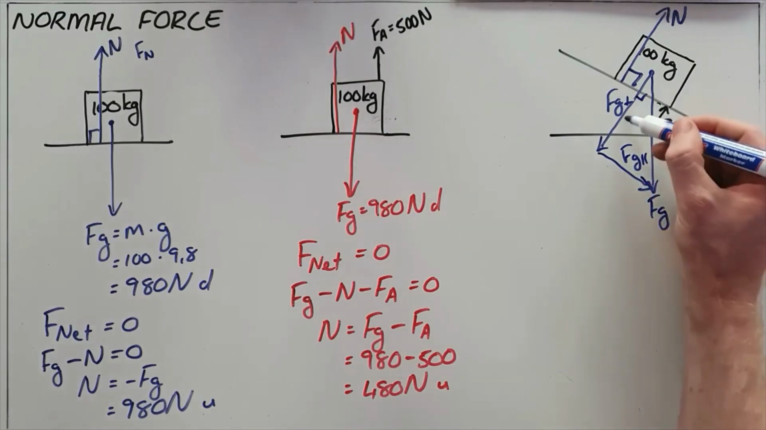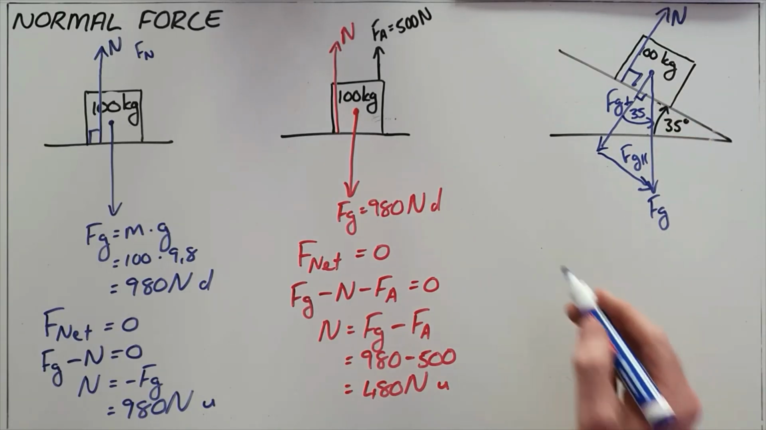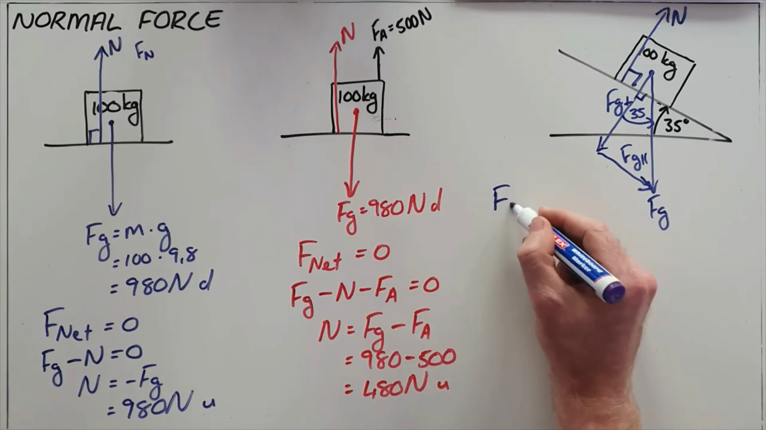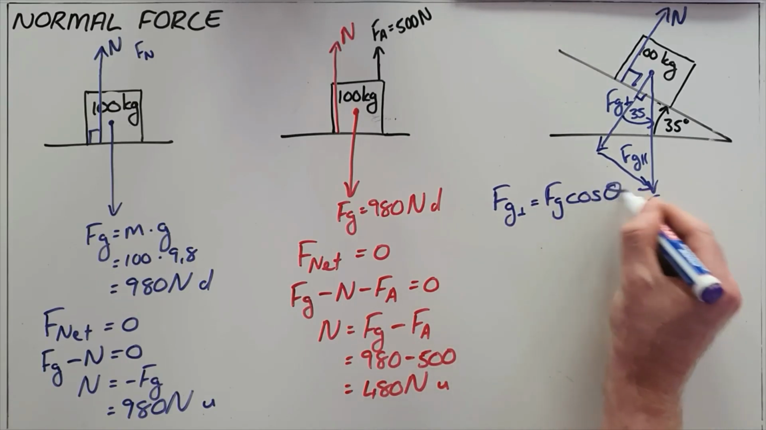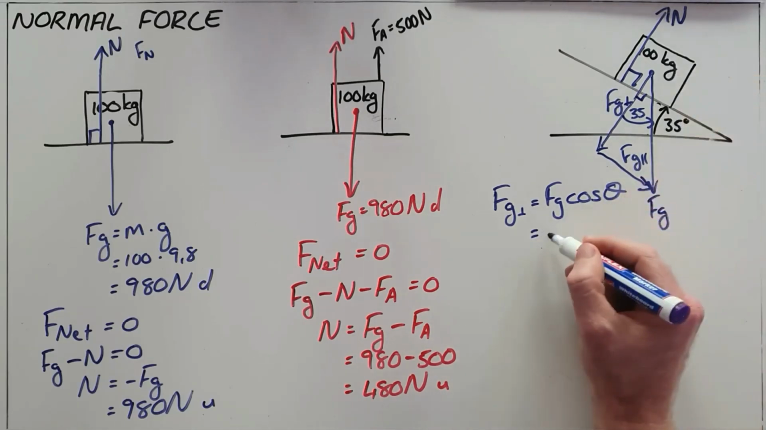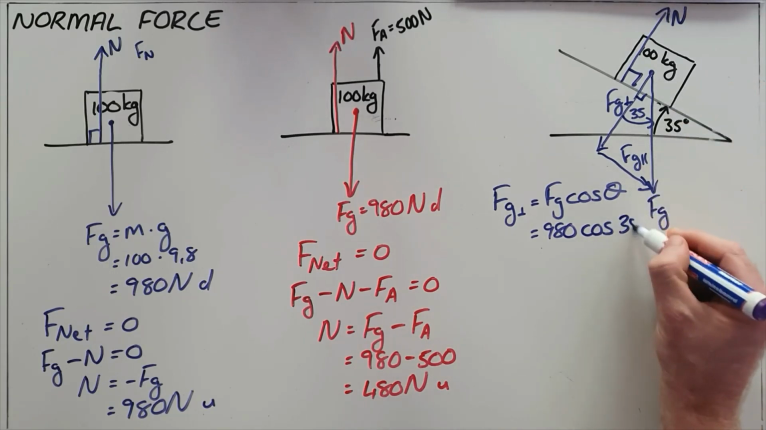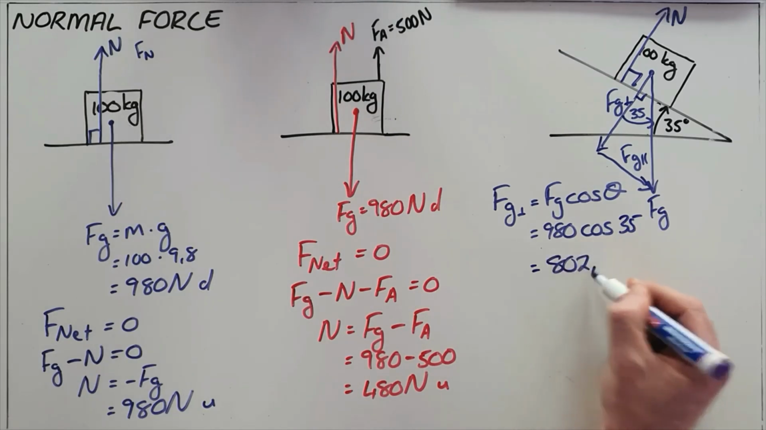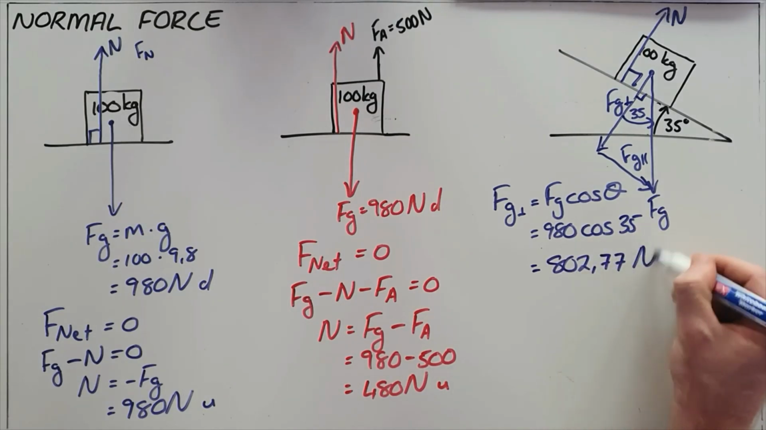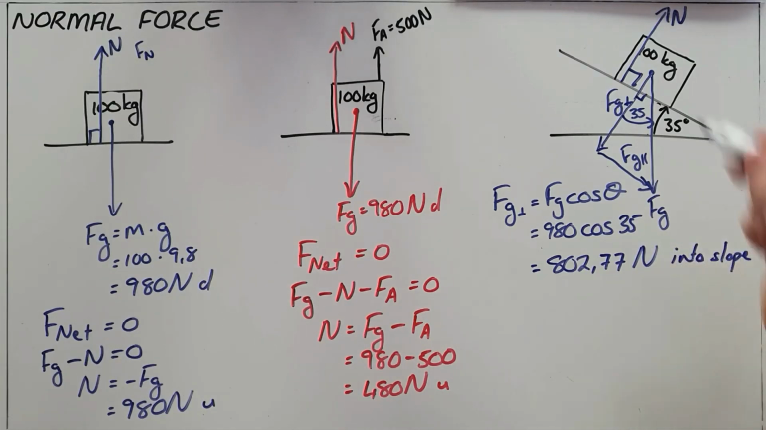We can find that by knowing that this angle theta here is also 35, which then tells us that Fg perpendicular is equal to Fg cos of theta, where the force of gravity remains the same, 100 times 9.8, 980, cos of that angle 35, which tells us that the perpendicular component of gravity is 802.77 newtons, and that is into the slope. It is not vertically downward, it is the force that is pulling the object into the slope.